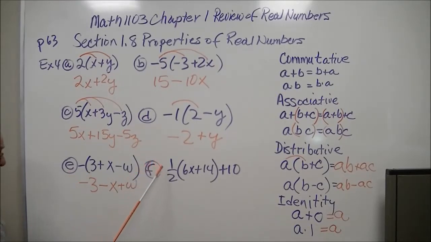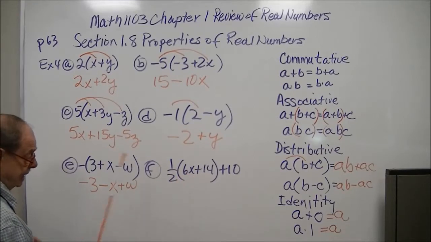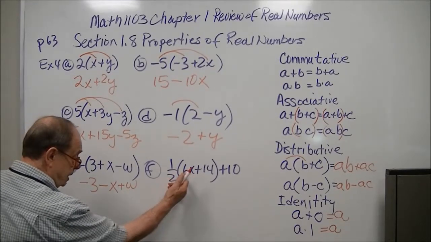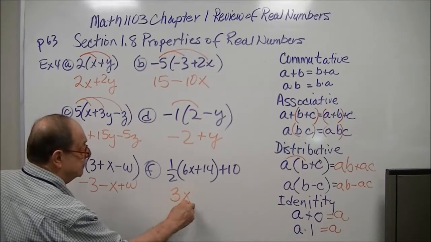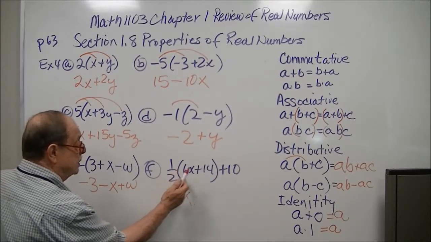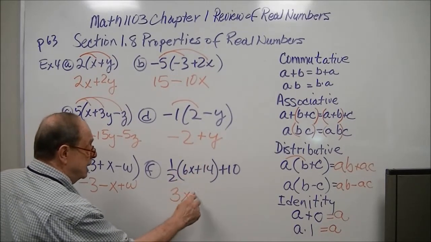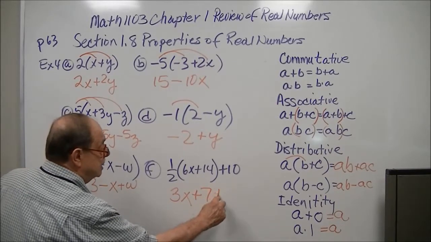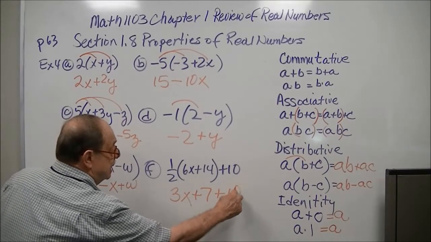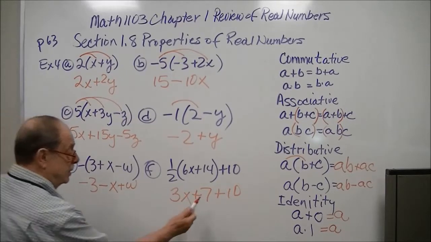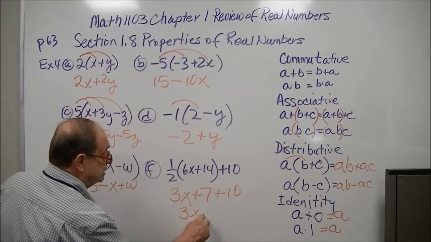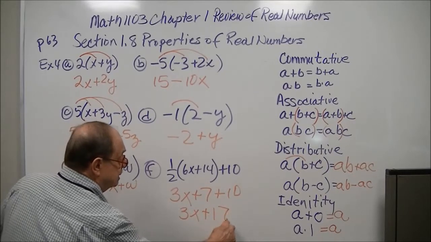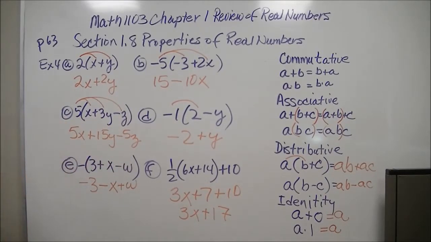Now here we're going to multiply 1/2 times 6x. So we're going to cancel out the common 2 and get 3x. 2 goes into 14 7 times, so plus 7, plus 10. And now we're going to join these common terms, 3x plus 17.